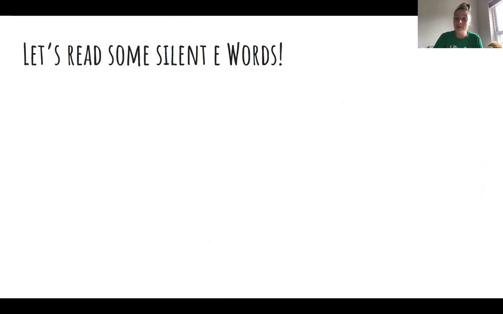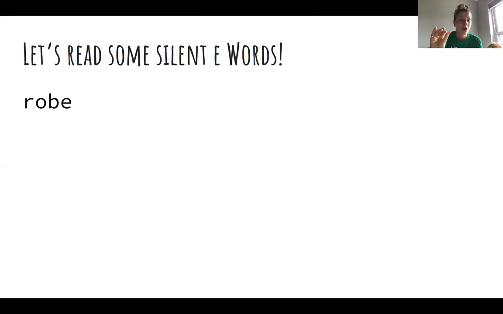All right, we're going to read some silent E words. So remember, when we read silent E words, the E is silent. That means it does not say a sound, but the E uses all its power and energy to change the other vowel sound to the long vowel sound. What is the long vowel sound? Remember, the long vowel sound is when the vowel says its name. So, for example, A, instead of saying ah, that's the short vowel sound, it will say A, that's the long vowel sound. So let's try this first one.